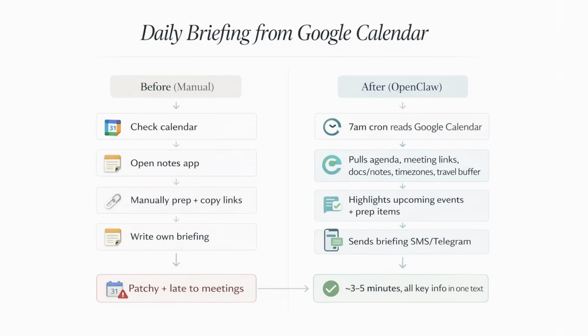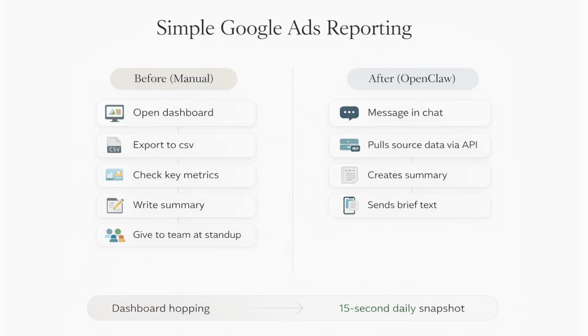Use case 2 is a daily briefing from Google Calendar. So OpenClaw connects to your GCal account, reads what sort of meetings you have, any notes attached to those, and gives you a basic briefing in the morning when you ask for it. And then third, a simple reporting workflow, say for Google Ads, where you can ask OpenClaw to go in, pull the data that you want over whatever time range, analyze it a little bit to give you the key insights, and then spit it out to you.